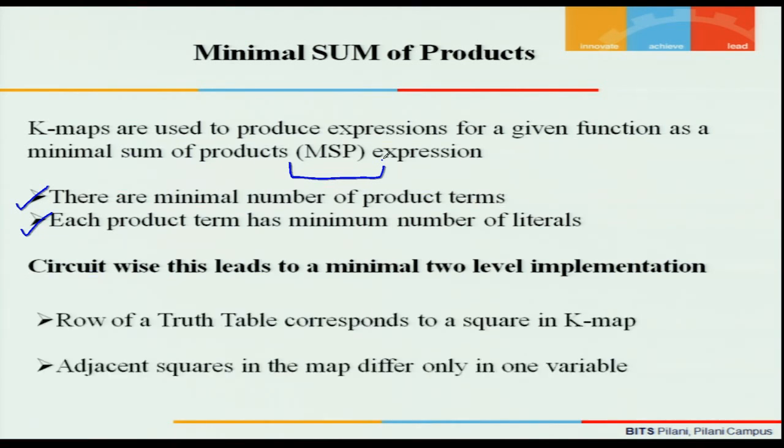In order to do that, we will use a K map, which is a graphical tool. The way we are going to do here is, given a truth table, plot a K map for a given function using the truth table given. We know truth table will have rows, number of rows depends on the number of input variables. So, when we convert a truth table into a K map, row of a truth table corresponds to a square in the K map. While plotting the map, we also ensure that adjacent squares in the map differ only in one variable. I will explain to you with the help of an example.